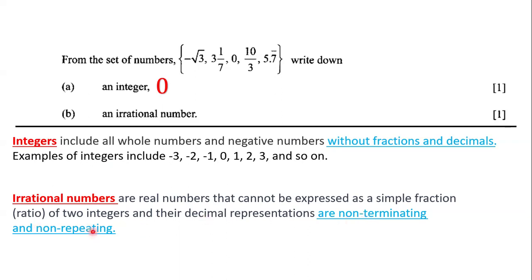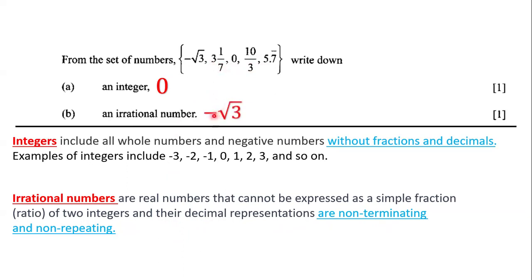And moreover, it's non-repeating. So that means that it doesn't follow a consistent repeating pattern, all right? So if a decimal is irrational, it has to never end, so non-terminating, and it has to be non-repeating. Okay, so from this set of numbers, which number is irrational?